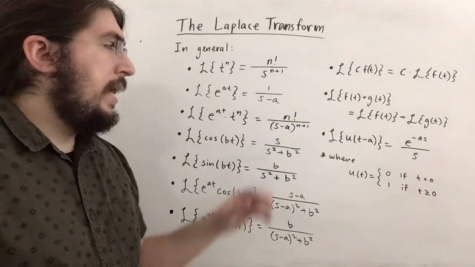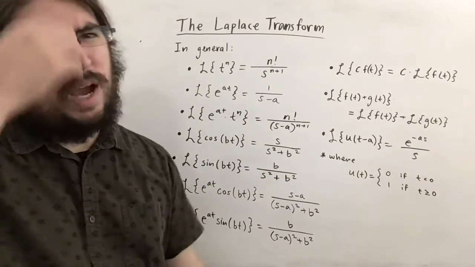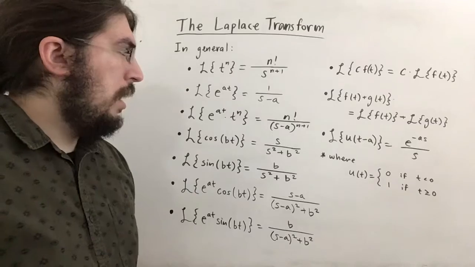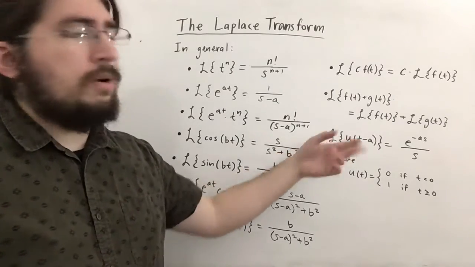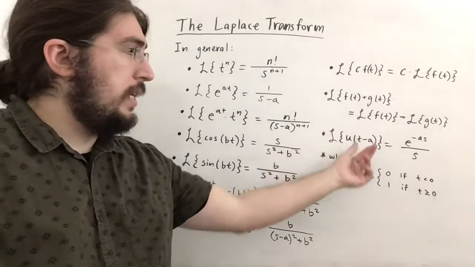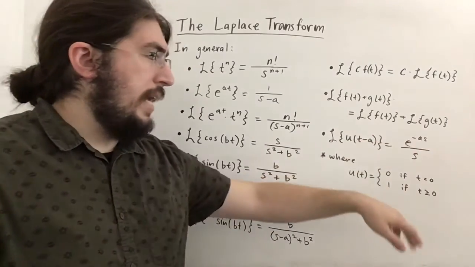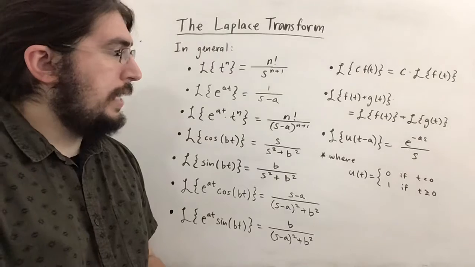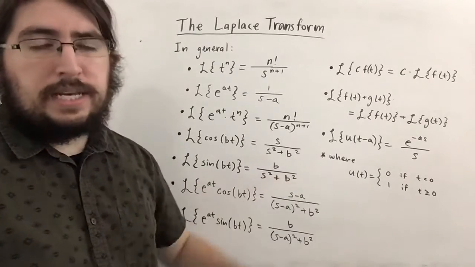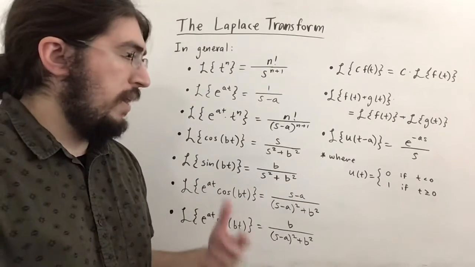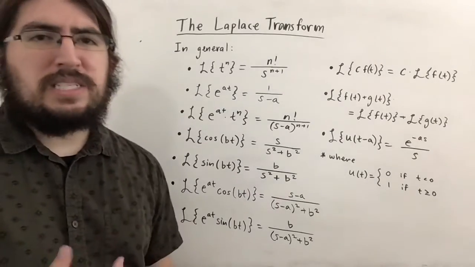Okay? And then I have this kind of honorable mention, which I don't think we'll really be seeing in this class at all. But this is Laplace of what is known as the Heaviside function, u of t minus a specifically, is e to the negative as over s, where u of t, again, is called the Heaviside function. Kind of think of it as an all or nothing function.